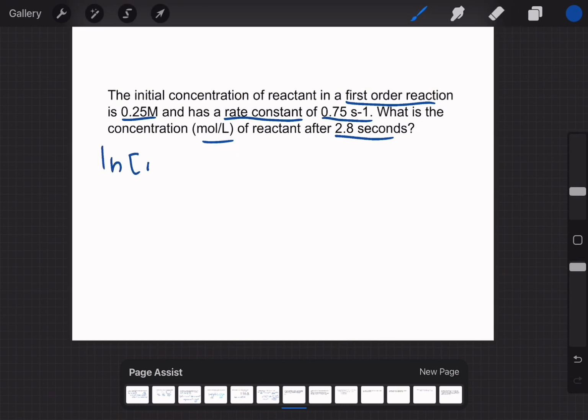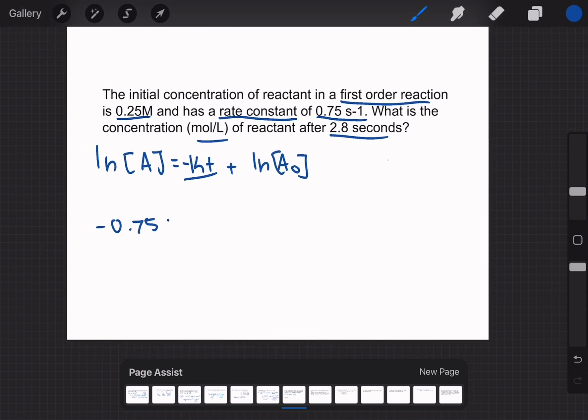Okay, so we're doing natural log of A, which basically just equals negative kt plus, once again, natural log of A sub 0, right? So we're going to move downward. You're going to do 0.75. That's your k, right? You're going to multiply that by your time, which is just 2.8, plus your natural log of A sub 0, which is 0.25, because that's your initial concentration.